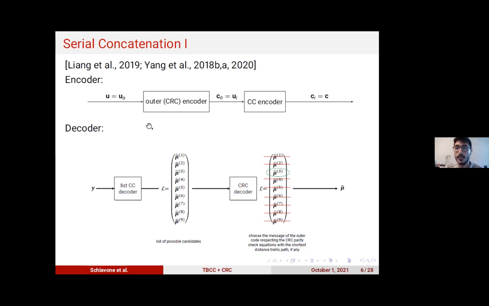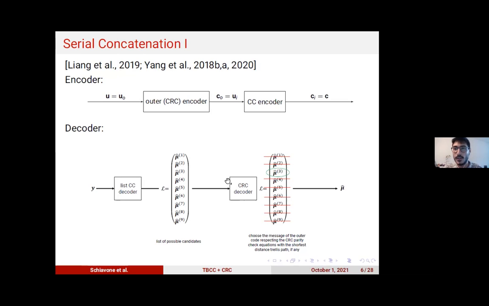As you can see, the main idea in these papers is how to efficiently use the outer encoder. First, let's produce a list of possible good candidates of messages that may have been transmitted. We're using a list convolutional decoder, which can be based, for instance, on Viterbi. This code is based on Viterbi, and we'll see it briefly.